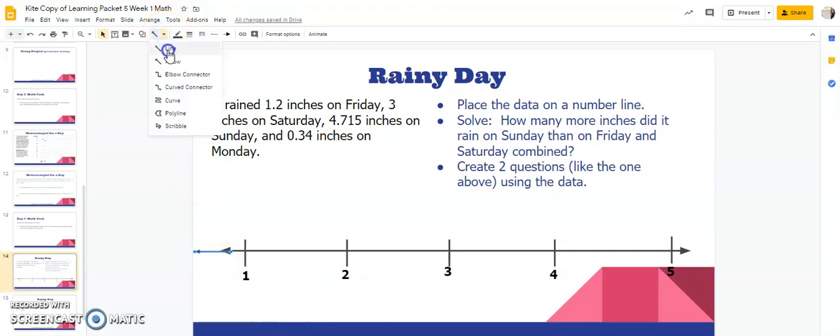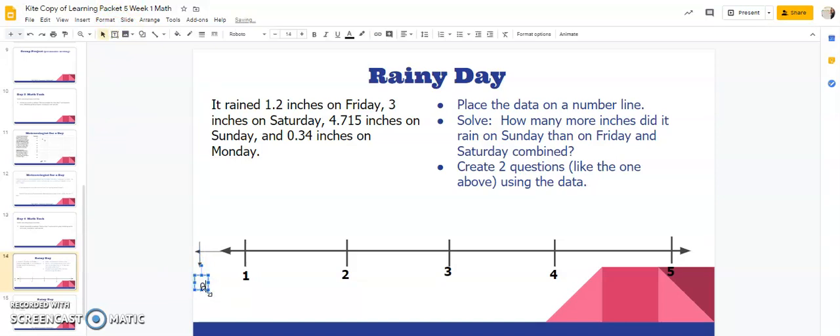Then I'm going to come over here, I'm going to include a line, and I'm going to make a little line at the end of that arrow. And I'm going to hit my T for my text box. I'm going to draw a text box here so that, in that box, I can write 0. This is where my 0 is. All right, so now that I have that taken care of, I need to figure out how to place the other numbers on the number line.